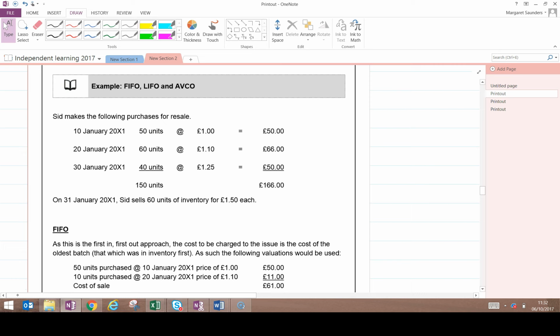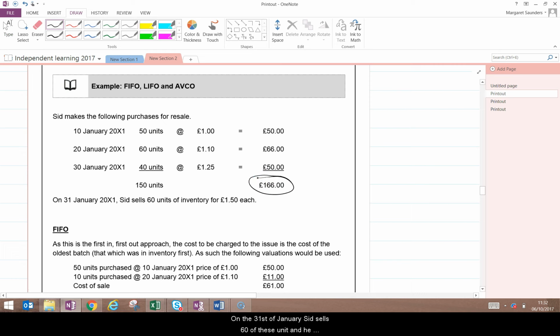store's ledger card. So in this example, Sid makes the following purchases for resale. On the 10th of January, he buys 50 units and he pays £1 a unit for those. On the 20th of January, he buys another 60, at which point the price has gone up to £1.10. And on the 30th of January, he buys another 40 and the price has gone up again to £1.25. So in total, Sid has 150 of these units in stock, and the total amount that he has paid for these units is £166.